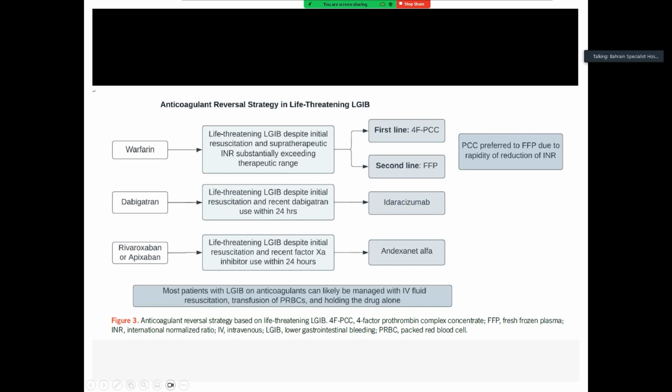We need to consider that these agents are effective if the drug has been taken within 24 hours. Plus, these reversal agents are mostly not used because most of the patients are managed with blood transfusion and stopping the drug only. So in case the patient presents with any of this, we need to keep these reversal agents in view.